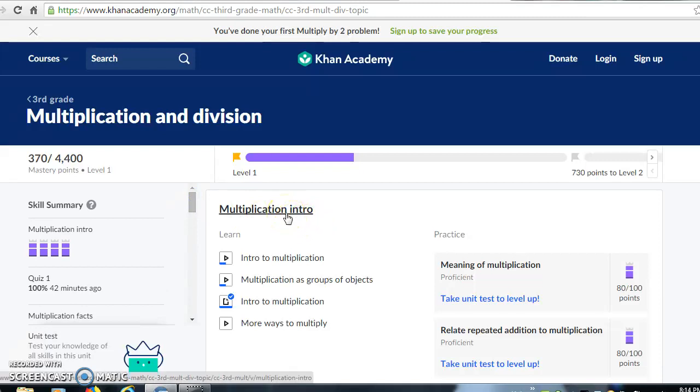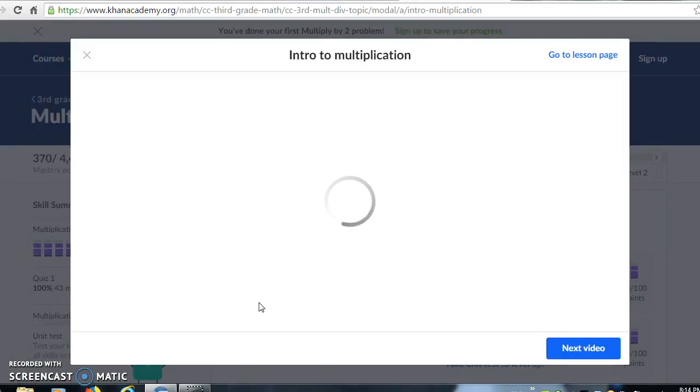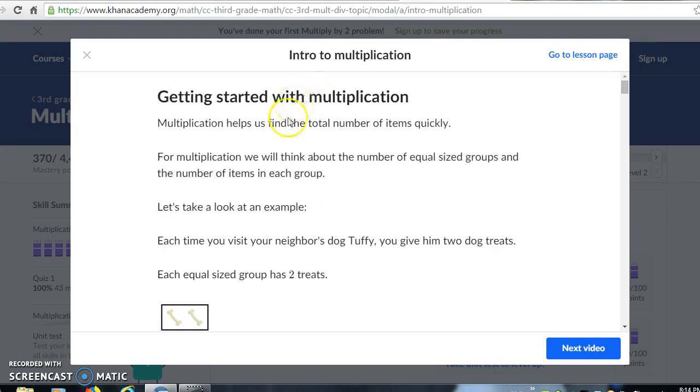So the first one we have is our multiplication introduction. And if I look at these icons here with the playback button, those are videos. So if I click on these links here, these would take me to videos. So I have an introduction to multiplication video, and then I have a multiplication as groups of objects video. Then if I click onto this icon here, this link shows me the actual lesson. So again, it's going to give me an introduction to multiplication.